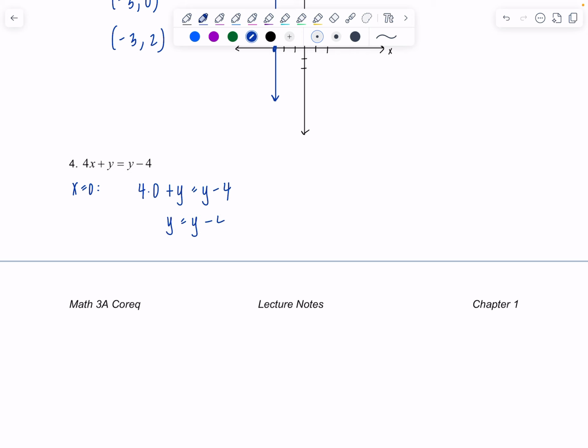So y equals y minus 4. Uh-oh, if I subtract y from both sides, I get 0 equals -4. So there's no solution here. What does that mean? That means we shouldn't have plugged in x is 0.